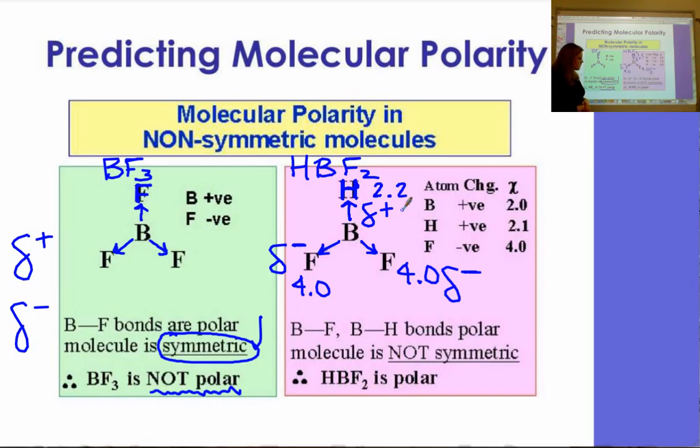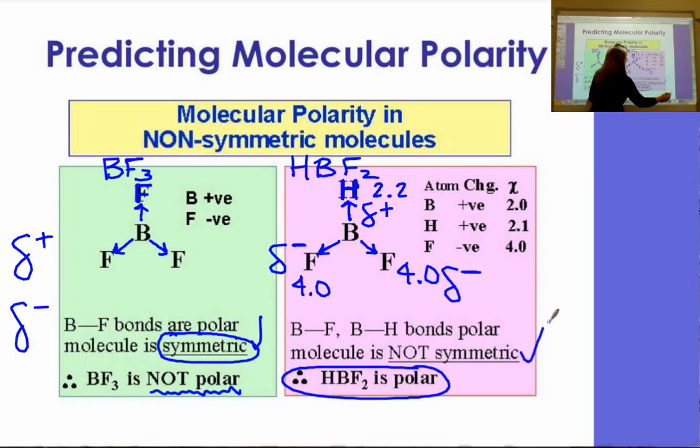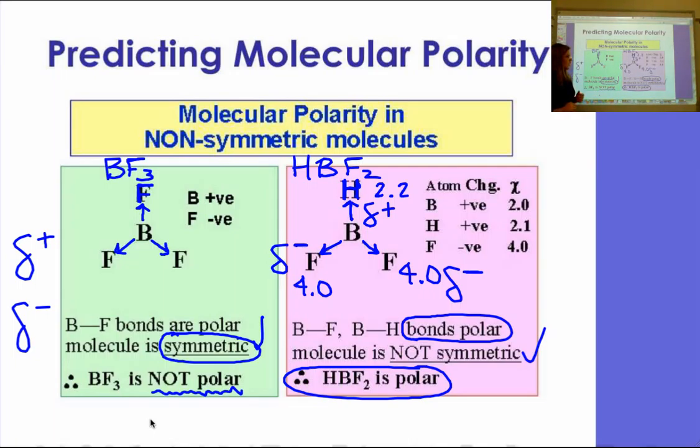So this is polar. How do I know? It's asymmetrical, and it must also have polar bonds. You can check any of the bonds to see if they're polar. As long as you have one polar bond, then you can say your molecule is polar as long as it's not symmetrical. So we said it's not symmetrical.